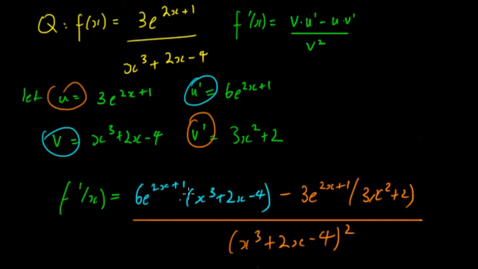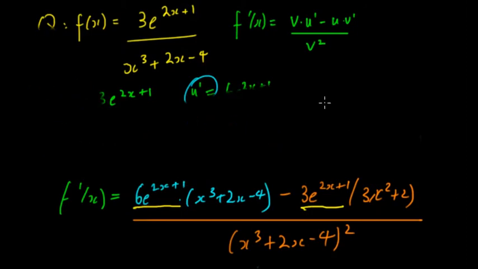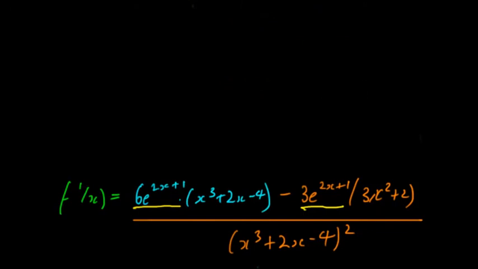So what about the numerator? Well, there's x cubed and then there's terms without x, so we're not going to be able to take out x. However, if you look here, these two terms look very similar. The only difference is this is 6e to the 2x plus 1, the other one is 3e to the 2x plus 1. So what we can do is take out 3e to the 2x plus 1 as a common factor. It'll just give us some more room.